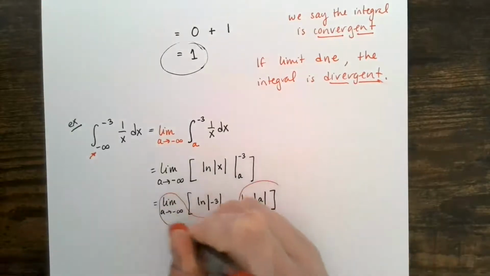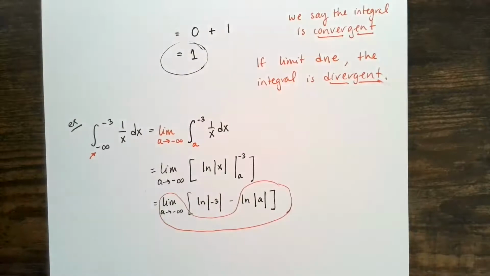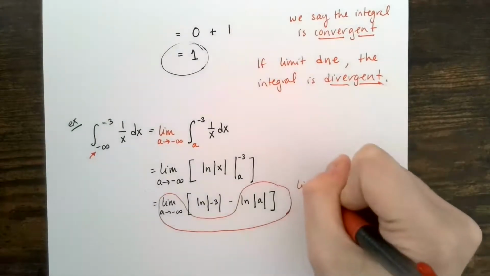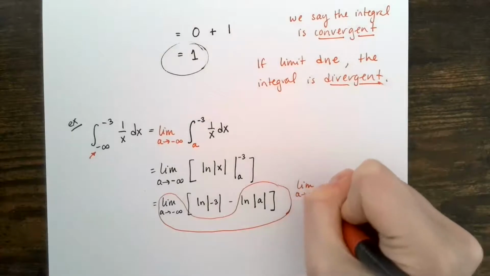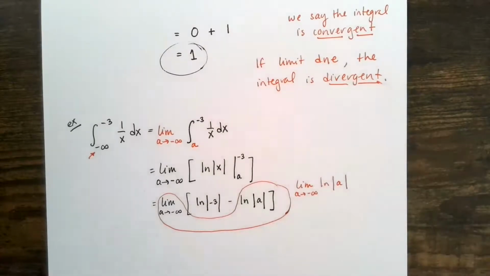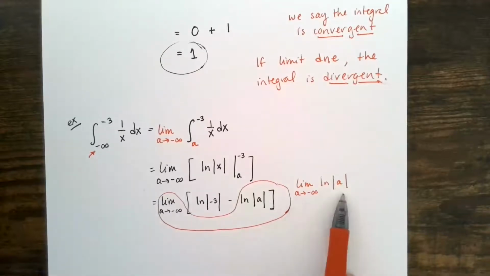Really what we care about at this moment is the limit here. The limit as a approaches negative infinity of the natural log of a. This is what we need to decide if this exists or not, and that's going to affect our final answer in terms of convergent or divergent, and then if it's convergent, a final number. So this limit is a little bit awkward.